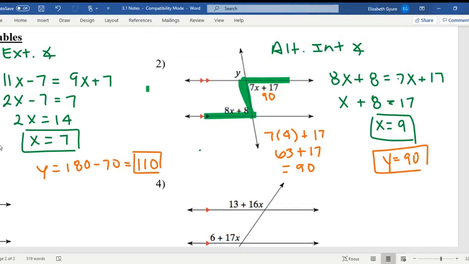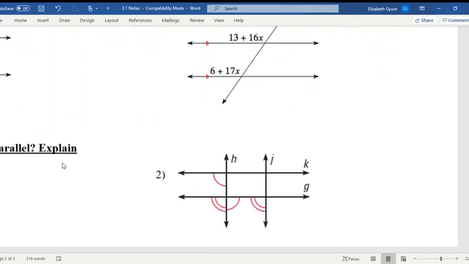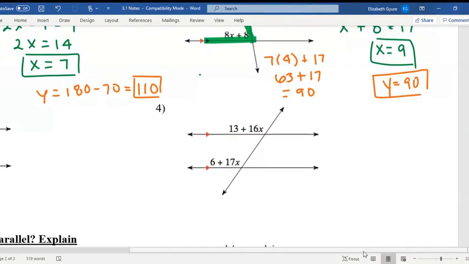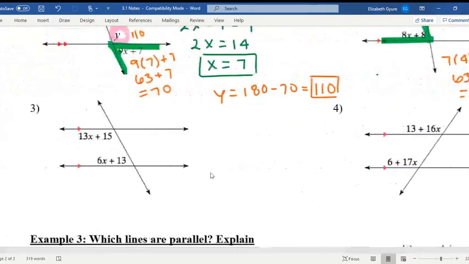Are these the last two on here, or is there anything after that? I can't see it on mine. Oh, there are. Okay, there's some parallel things. Okay. All right. Number 3.